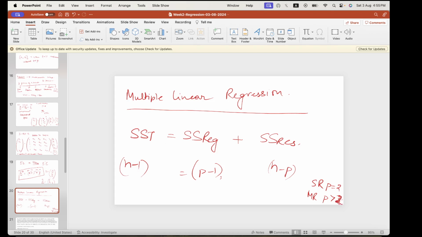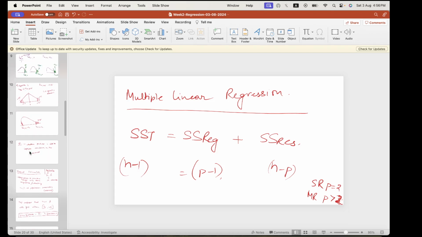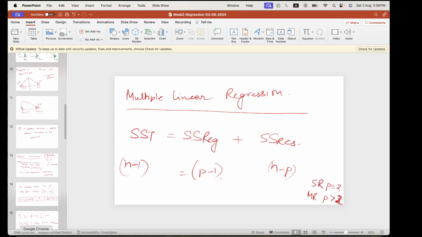This is the generalized form of the split of the total variation into regression and residual sum of squares, and the distribution of the degrees of freedom of the respective sum of squares. All right, so any doubt if you have, please let me know. If not, we'll move on to the question sessions.